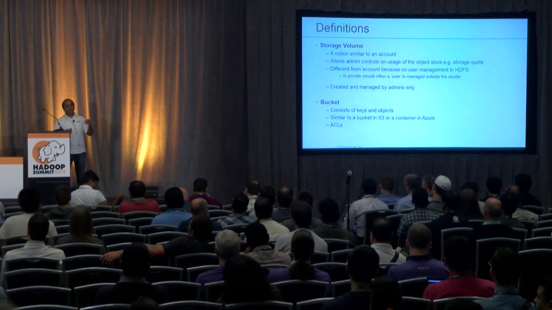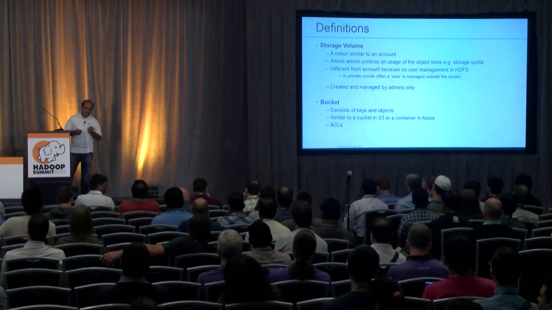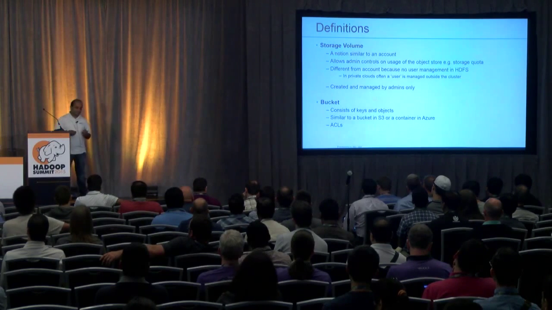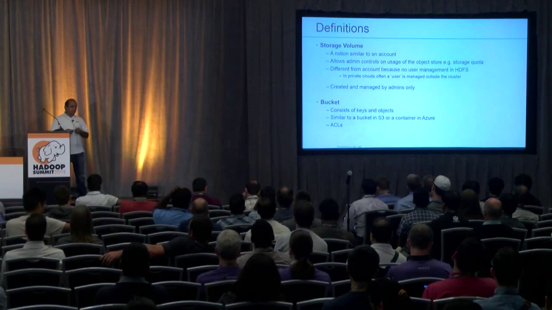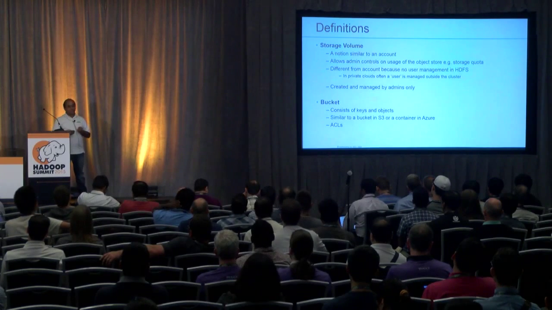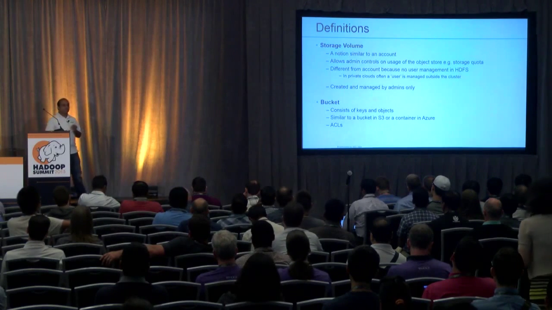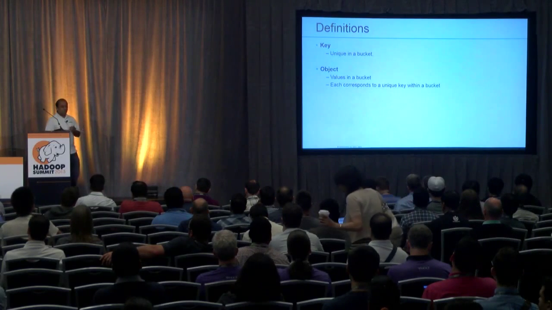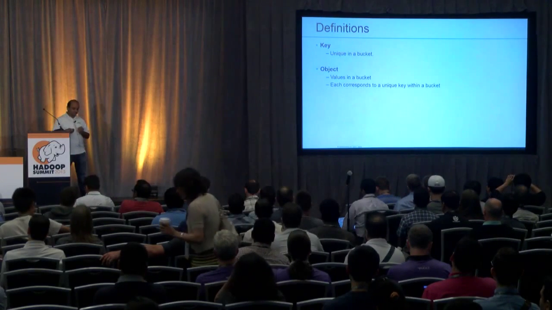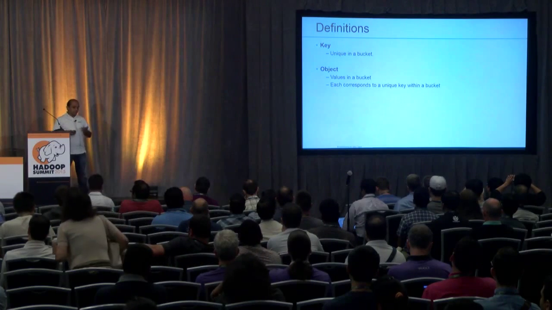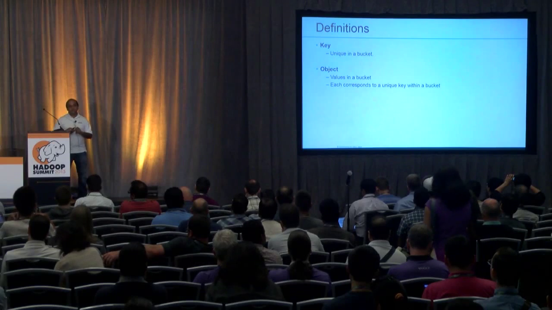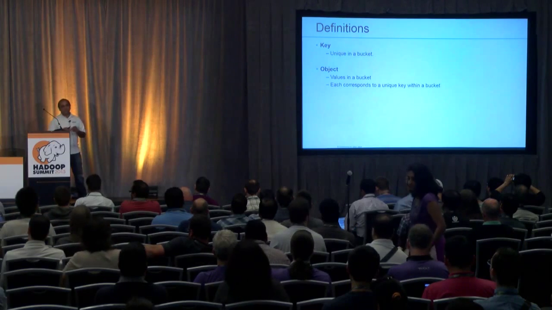Now, a bucket is a common notion as we see in S3 and in Azure as well, and consists of keys and objects. Keys, we know they have to be unique in a bucket, and objects are just the values associated with the keys. One thing to note here, as compared to S3: S3 has globally unique bucket names, but Azure doesn't have that limitation, and we are not having that limitation as well.